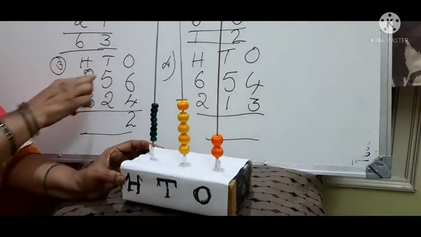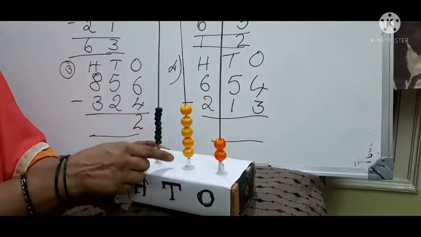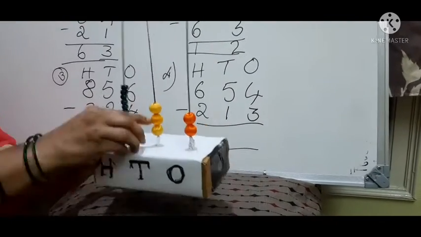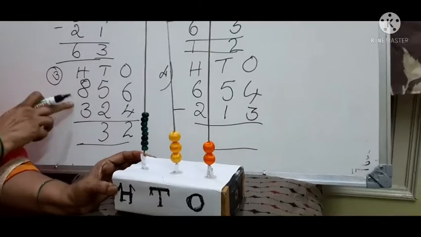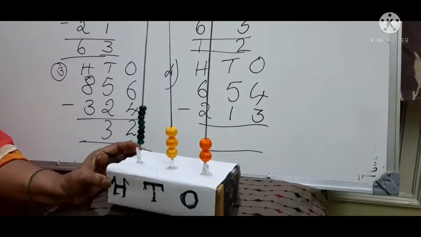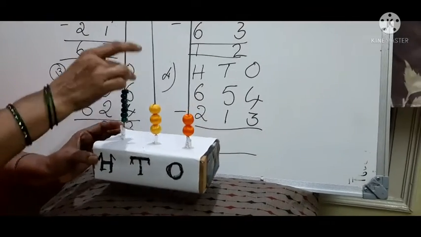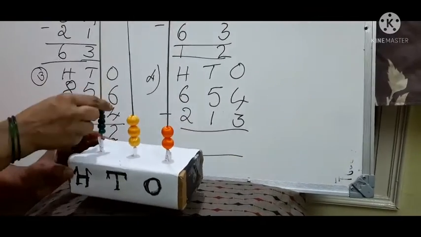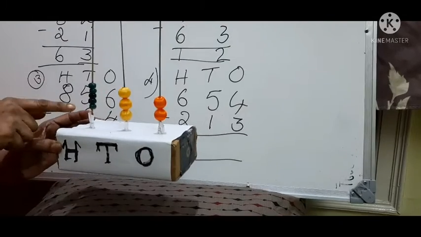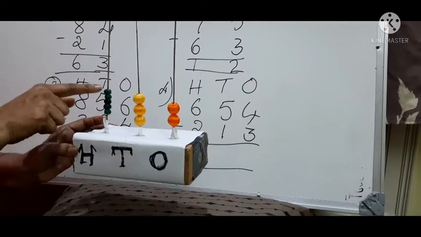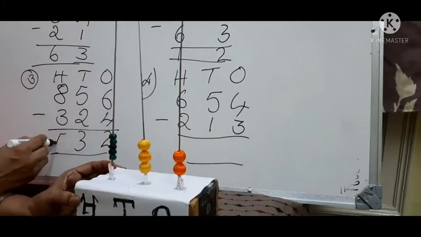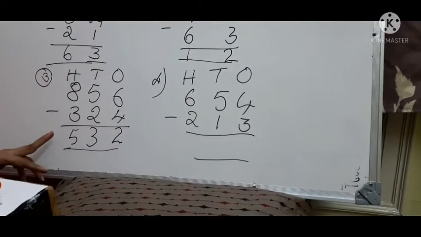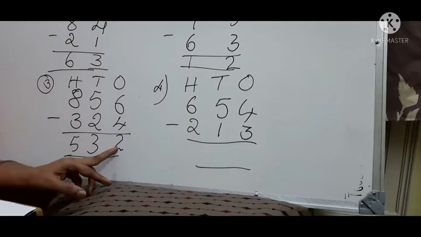Next 5 minus 2. 5 minus 2 will be 3. Then 8 minus 3. 8 minus 3 is 5. 1, 2, 3, 4, 5 remaining. Now the answer is 532.